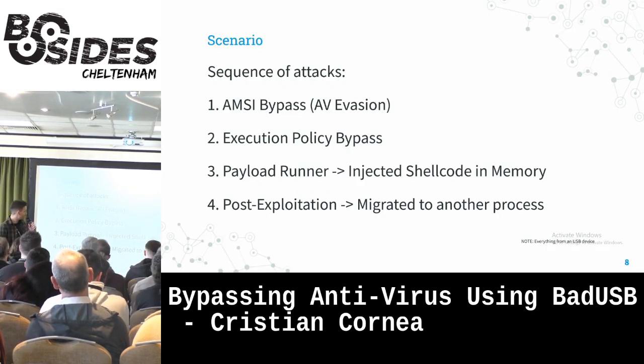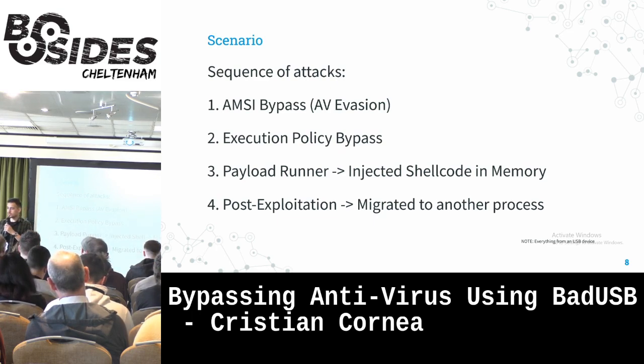Basically, the sequence of the attacks is the following. We have the AMSI bypass, which is used to trigger the evasion of the antivirus. We have the execution policy bypass, which is used to evade the policy that says non-administrative users are not allowed to run malicious scripts or PowerShell scripts on Windows. We have the payload runner in order to have everything in memory and to not leave any artifacts on the system, and some post-exploitation techniques.